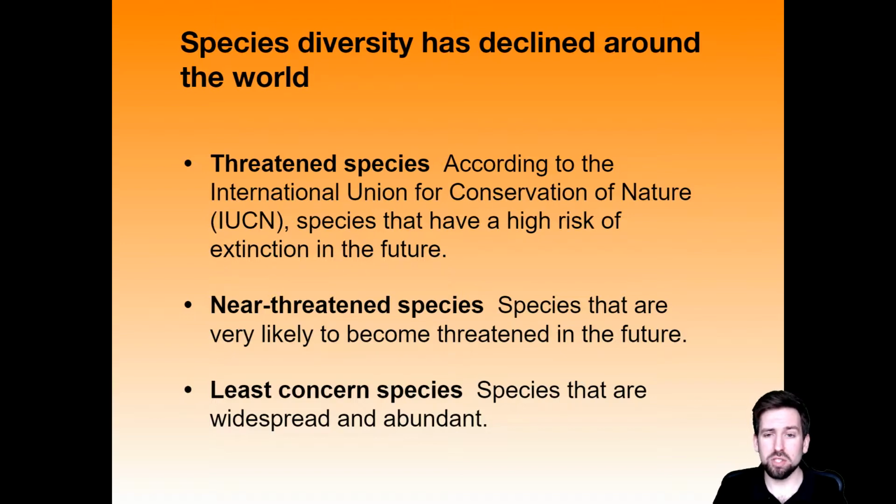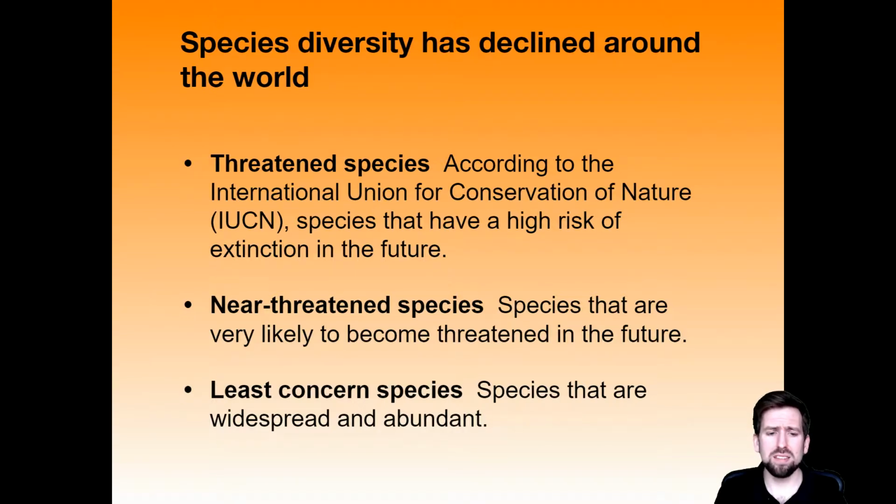So threatened species, according to the International Union for Conservation of Nature, or IUCN for short, are species that have a high risk of extinction in the near future. So these are things that are definitely not going extinct super soon, but they're definitely at threat of it in a nearer future than some of the other things. Near threatened species then are ones that are almost into that threatened status, right? They are likely to become threatened in the future.